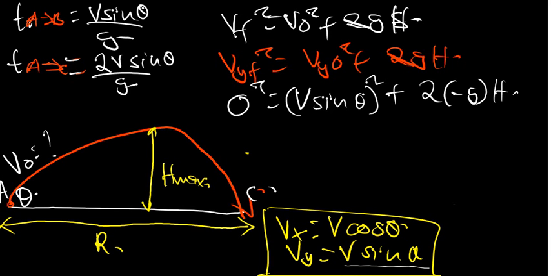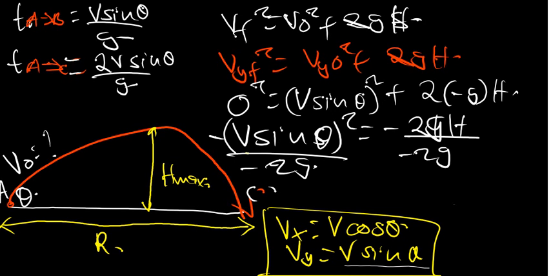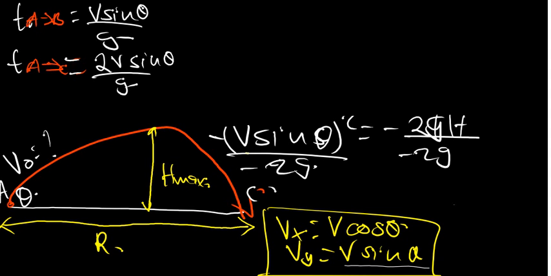So I can shift this part to the other side, meaning this 0 is going to disappear. We're going to have negative V sine theta, everything squared, equal to 2GH. So we can divide both sides by negative 2G. Therefore, the final formula for calculating the maximum height is going to be like this.